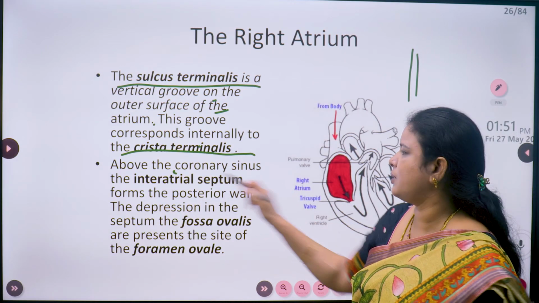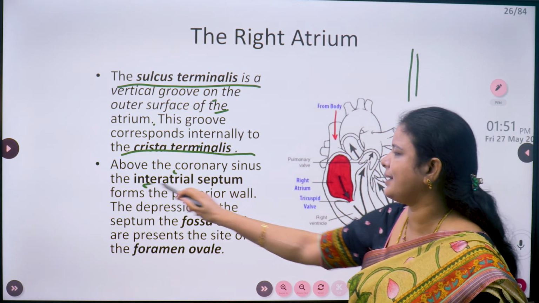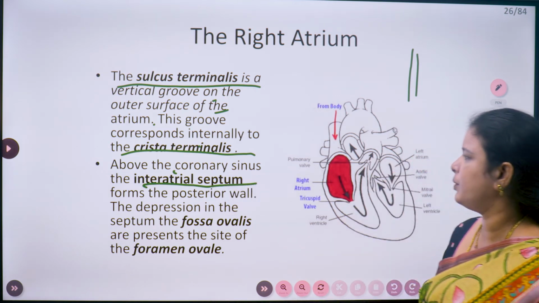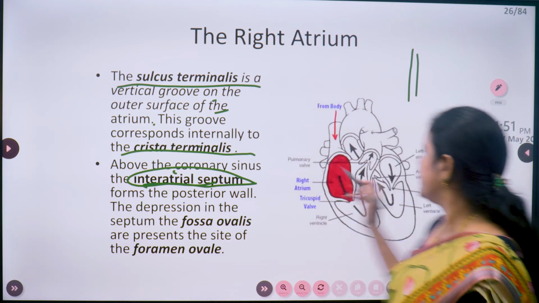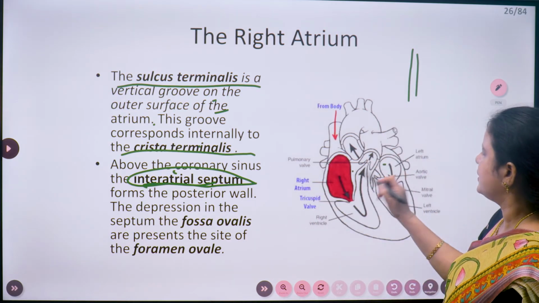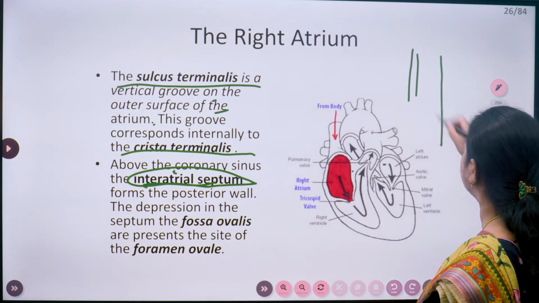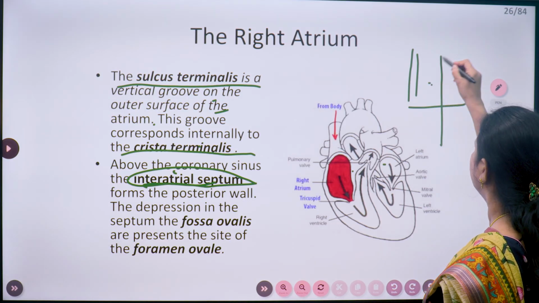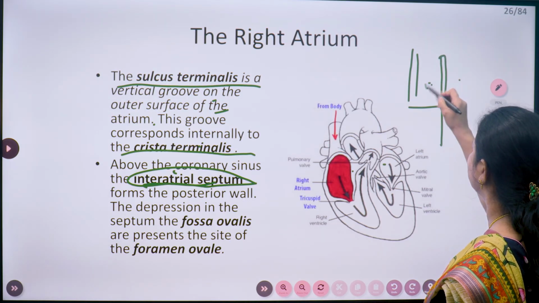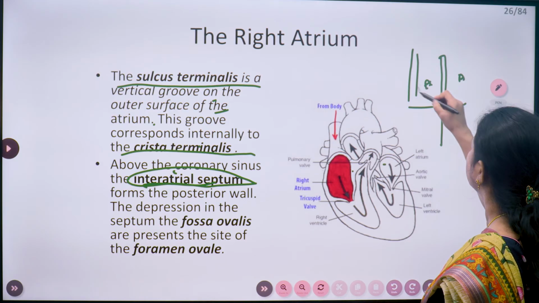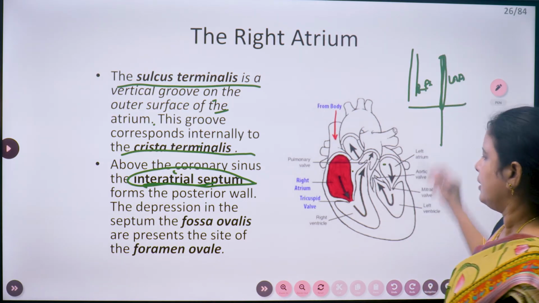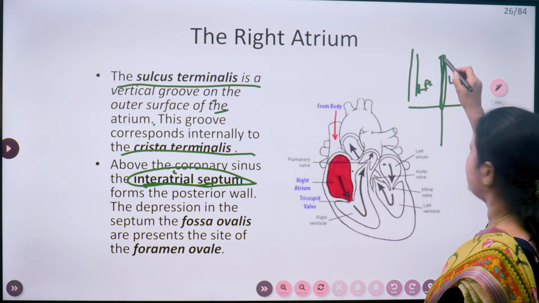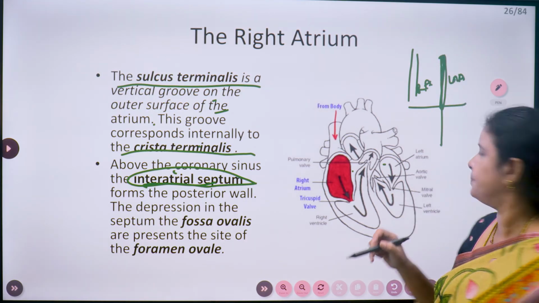Above the coronary sinus, we have the interatrial septum. The interatrial septum means the septum or wall between the atria. These are the atria, the right atrium and left atrium. This is the interatrial septum.